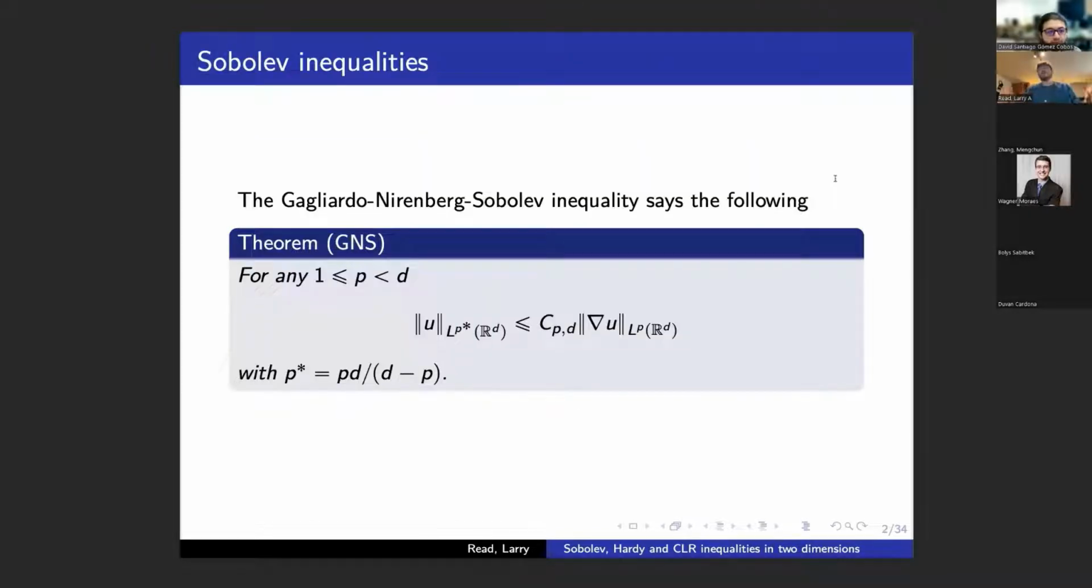So yes, Sobolev inequalities. The classical Gagliardo-Nirenberg-Sobolev inequality says that if your gradient is in L^p, then your function is in L^p*, where p* is the Sobolev conjugate and is an improvement on p. So basically, the integrability of your gradient gives an improvement on the integrability of your function. We can discuss 2 critical cases in this scenario.